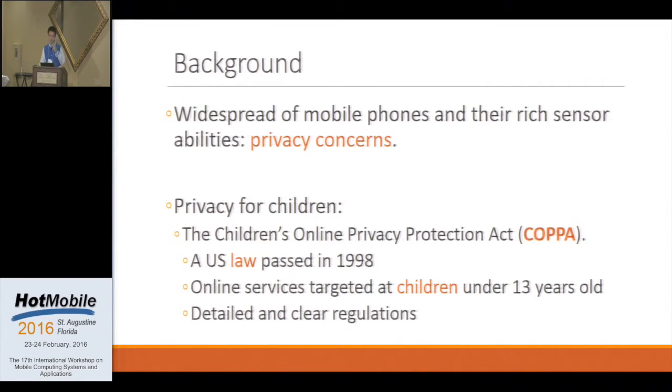Especially in the United States, privacy protection for children is important due to the Children's Online Privacy Protection Act, or COPPA. It is a law passed in 1998 and has been modified through the years. It regulates the data collection behaviors of online services, including mobile apps targeted at children under 13 years old. It has very detailed and clear regulations about what kind of data they should collect and how they should tell the users about these behaviors.